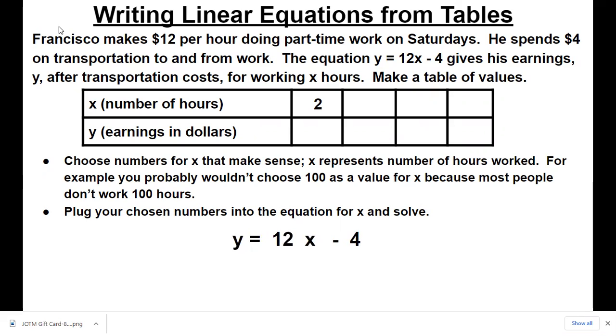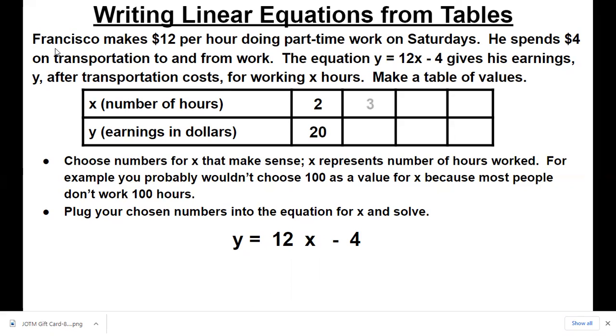So there's our equation. We're plugging in the 2 for the x. Remember, you do multiplication first. So 12 times 2 is 24, minus 4 for the transportation cost. So 24 minus 4 is 20. So that's going to become our y value.